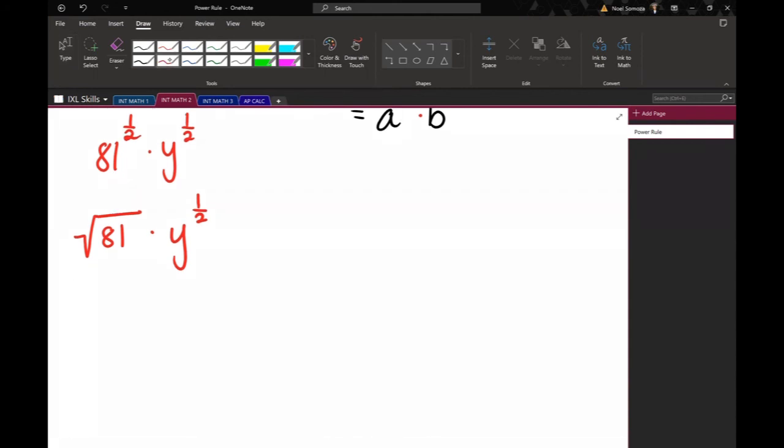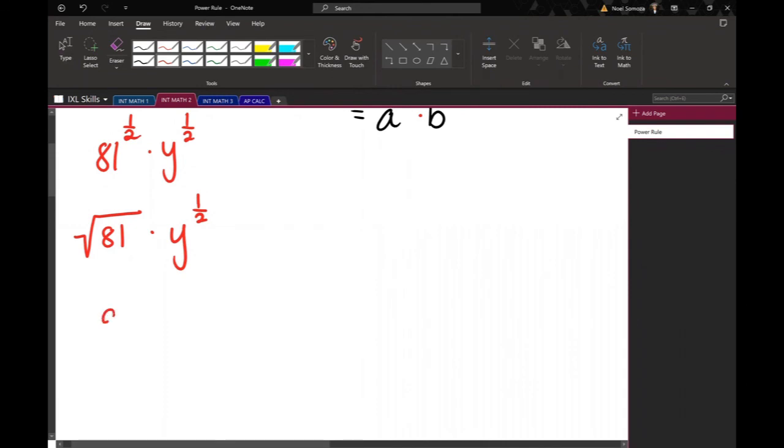So in this case, what we end up with is the square root of 81, which just gives us 9. This is times y to the 1/2 power. So this is what we would see.